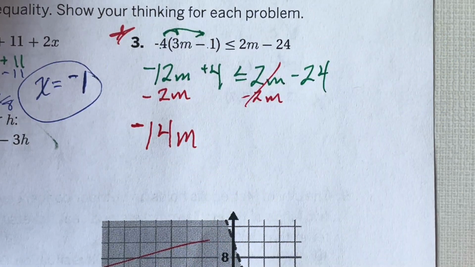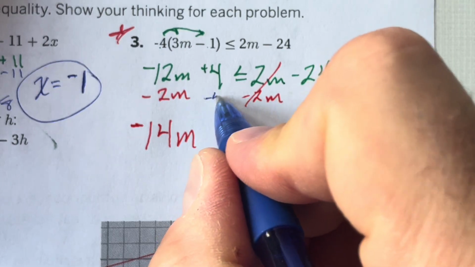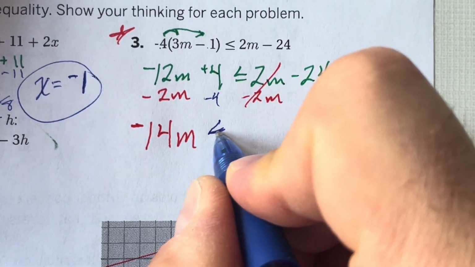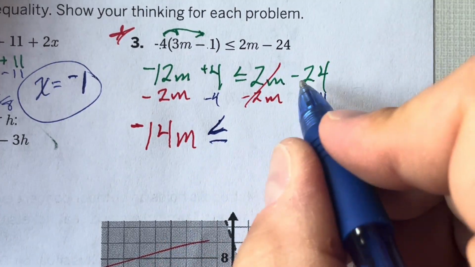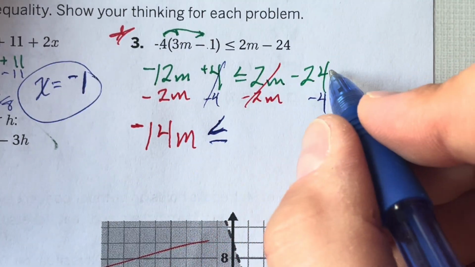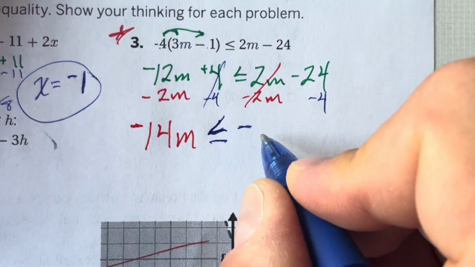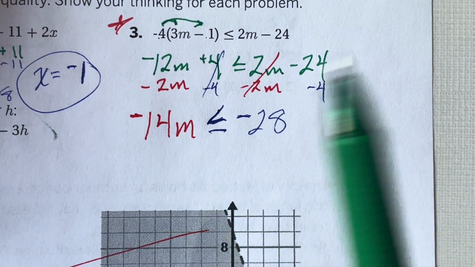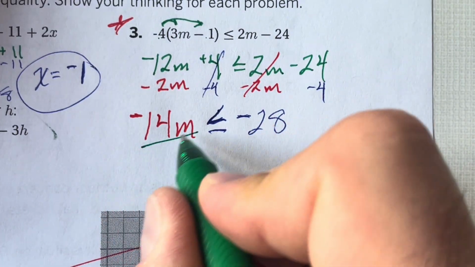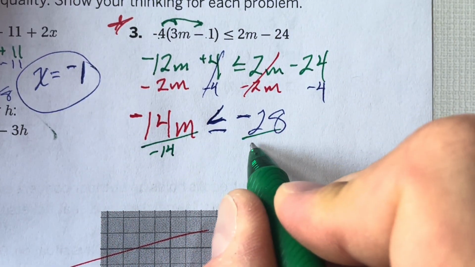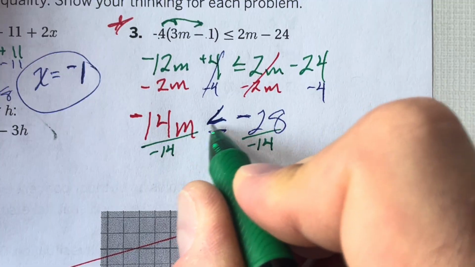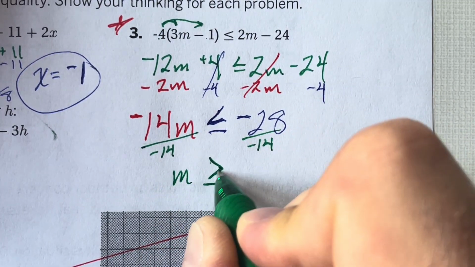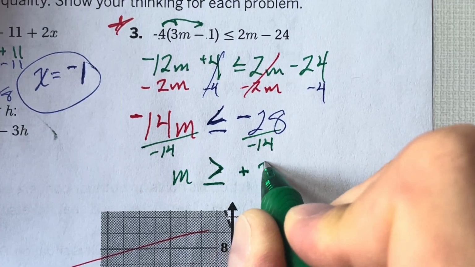At the same time, I can also subtract 4 and subtract 4. All right, so this symbol, less than or equal to, this turns to 0. Negative 24 minus 4 is negative 28. And now you're going to see why I chose to do this one. It's because I wanted to model what happens if we divide by a negative 14. When we divide by a negative 14, the symbol switches from less than or equal to greater than or equal to. We get m on one side, and on the other side we get positive 2.